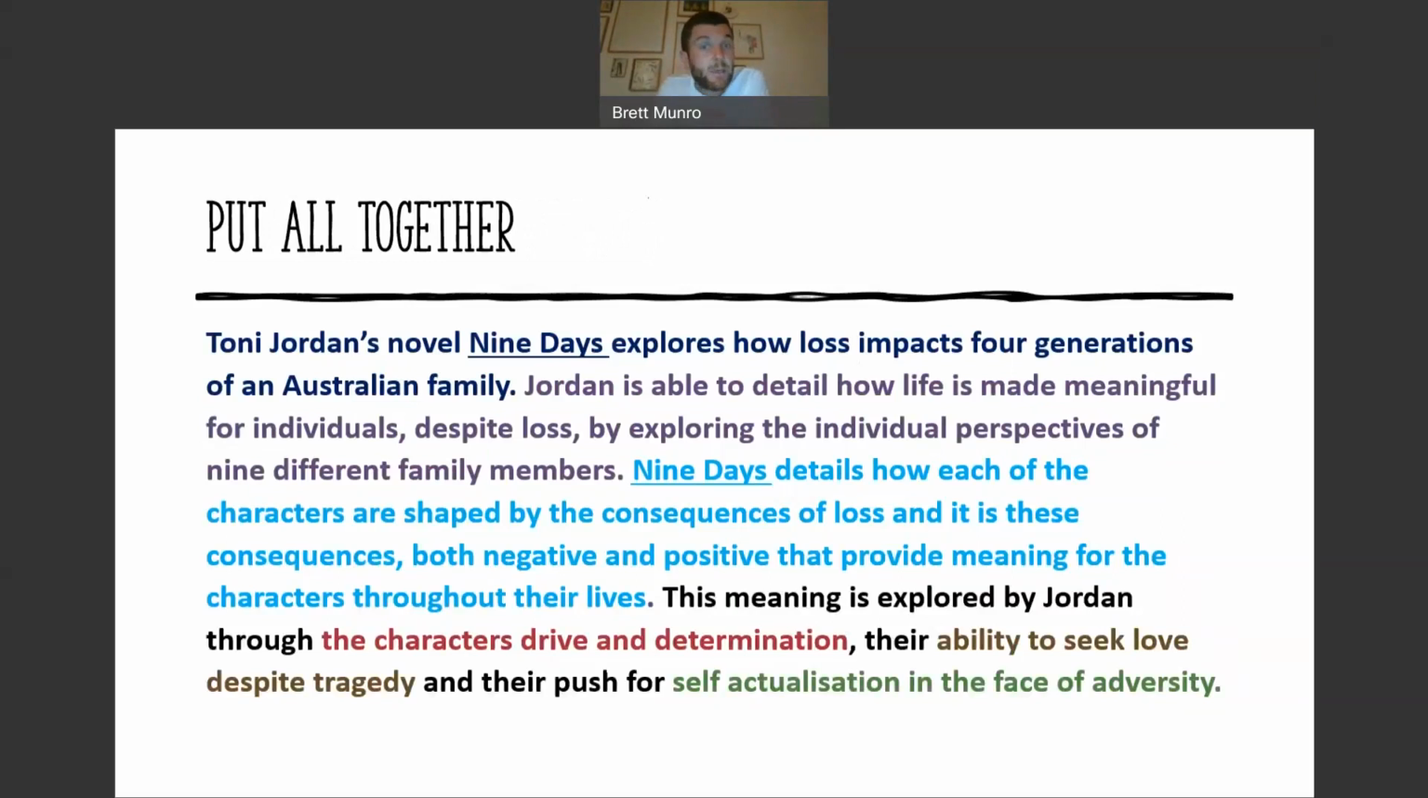Introduction of text. Jordan is able to detail how life is made meaningful for individuals despite loss by exploring the individual perspectives of 9 different family members. That's your reference to the prompt.